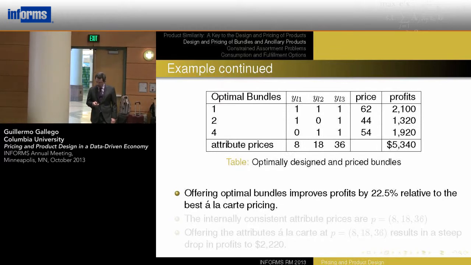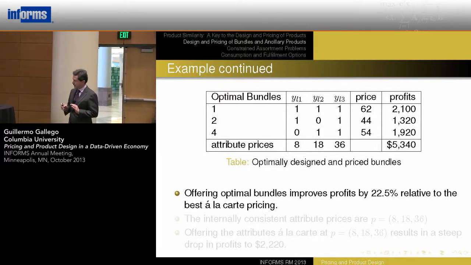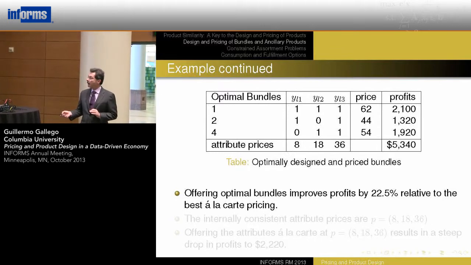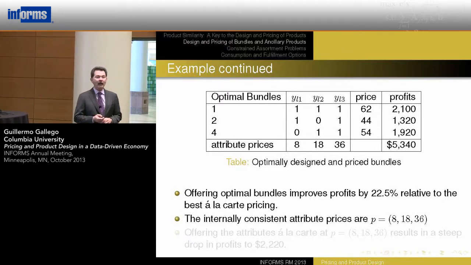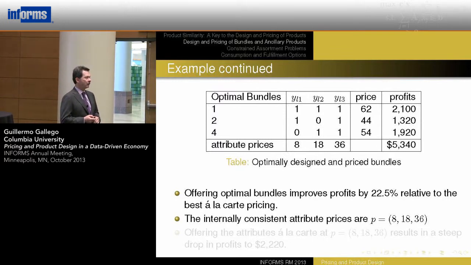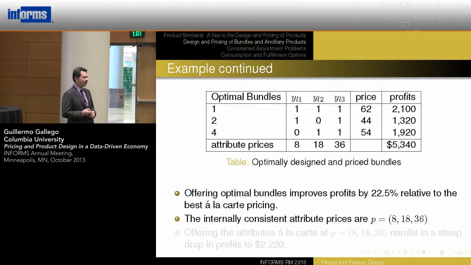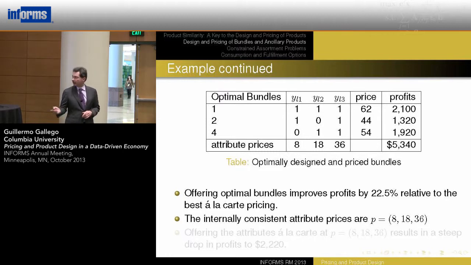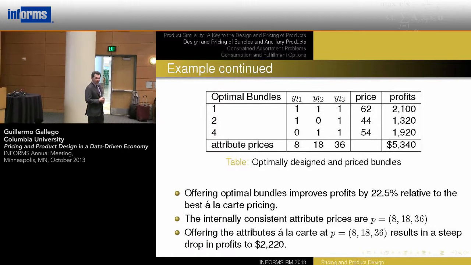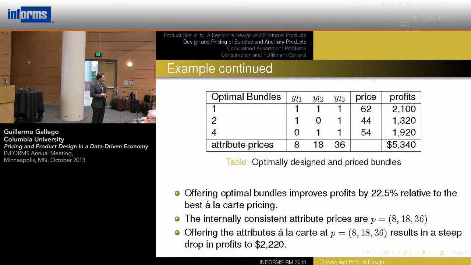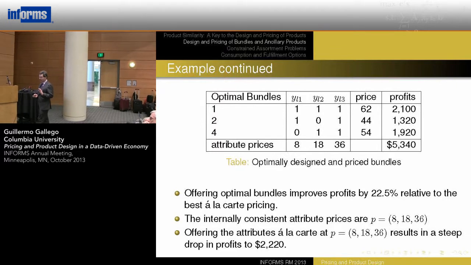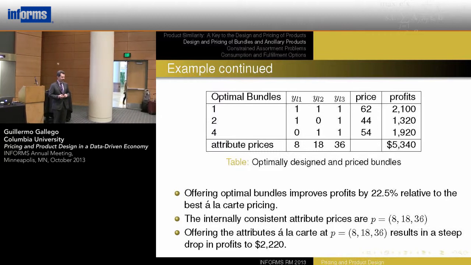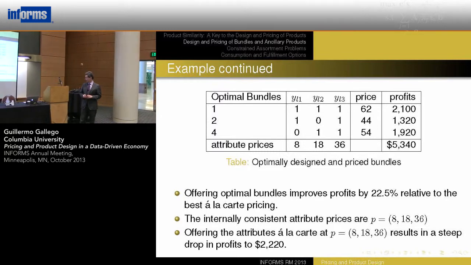But the very interesting thing here is that these internally consistent prices are not meant for people to buy a la carte, because they're very suboptimal if you were to offer the attributes a la carte at those prices. If you were to do that, your profits would drop from $5,000 to $2,200. So you have to really be careful in how you design and price the attributes, okay? And you have to be careful not to announce your vector of attribute prices and give the customers the ability to buy a la carte at those prices.